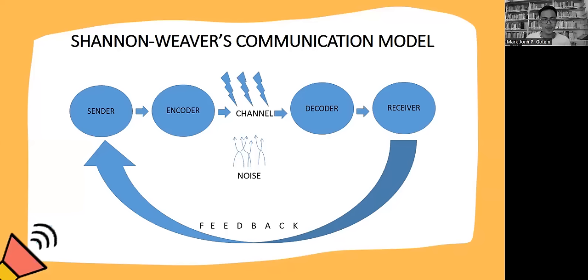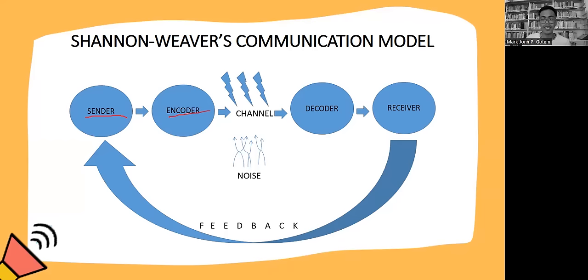So let's start with the variable sender. The sender here is the originator of the information source that selects a desired message. And that is the sender. Encoder. What is the encoder? It does not just encode like a typewriter. Encoder is the transmitter which converts the message into signal.